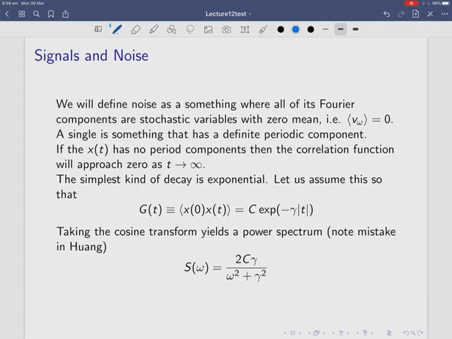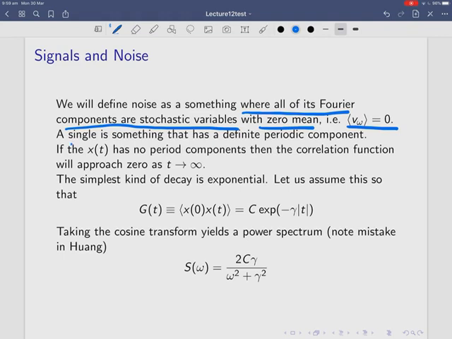Right, now, so much for power spectra and the Wiener-Khinchin theorem. Let's look at extracting signals and noise. So how do we define noise? Well, you can define noise how you like, but we're going to define it as something where all of its Fourier components are stochastic variables with zero mean. Anything else is a signal. If all of your Fourier components have a stochastic mean of zero, then you're noise.